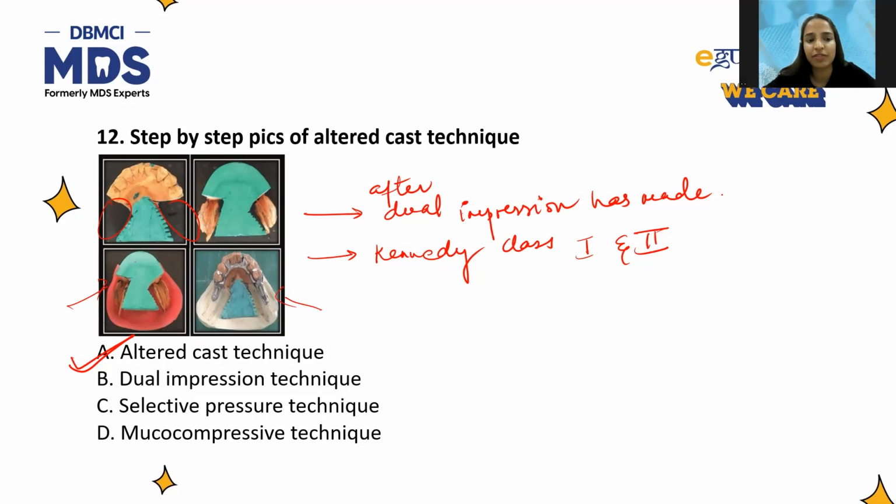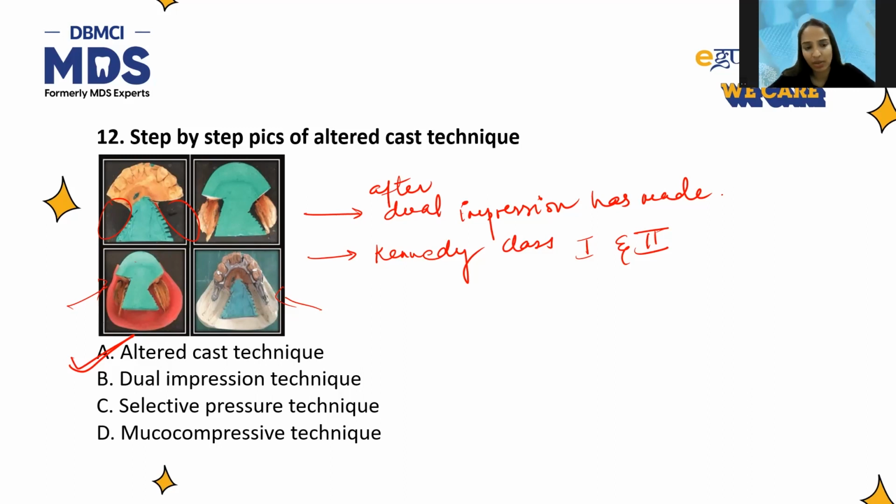Again, a very straightforward question here. Now, supposedly you don't know what is happening. From the look of the image also, you can identify that something is being changed about the model here because the model has been sectioned and trimmed.